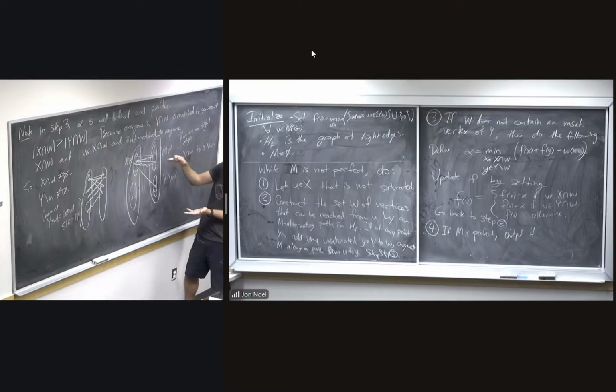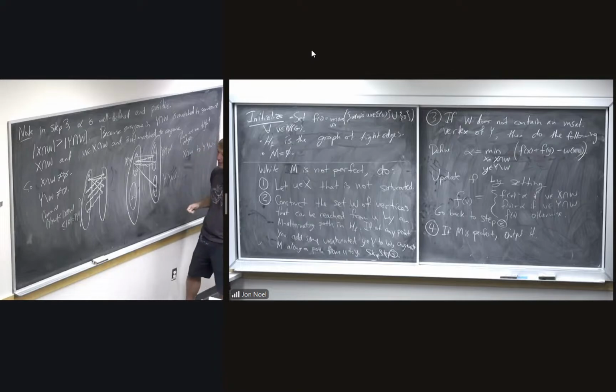Until at some point, it must reach an unsaturated vertex of Y. It can't keep increasing forever and never reach an unsaturated vertex because I've only got finitely many vertices. And at that point, you augment the matching. Then you skip step 3, you go to step 4. And then you do this loop over again.